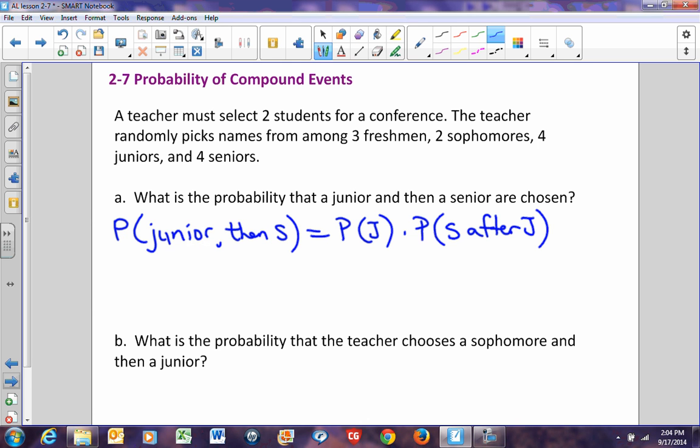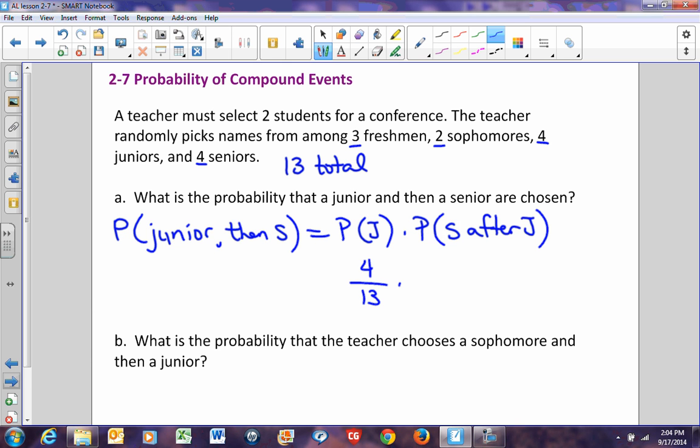So the probability of a junior, well, how many students do we have? We have 3 freshmen, 2 sophomores, and 4 juniors and 4 seniors. 4, 8, 10, 13. So we have 13 total students. That's good to know. Make sure you add those up right. So the juniors, there are 4 juniors out of 13 people, so 4 13ths.